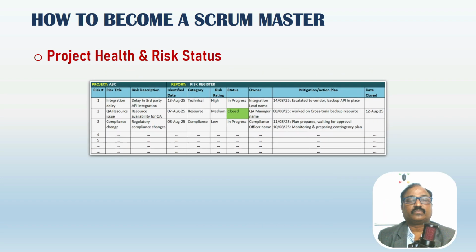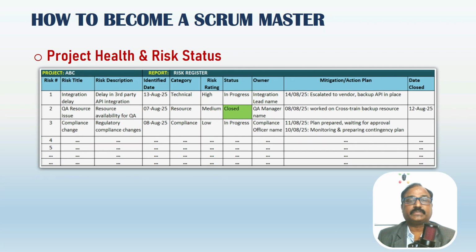Project risk status, also called the risk register. This is the most important document for the Scrum Master. This focuses on identifying, collecting, tracking and mitigating the risks. A risk register can contain different categories of items like issues, concerns, risks, and dependencies.